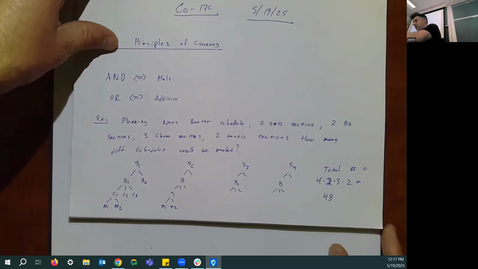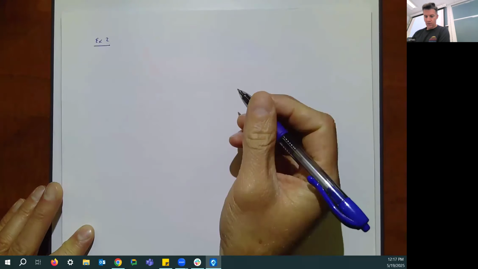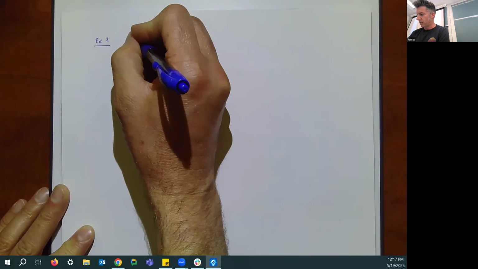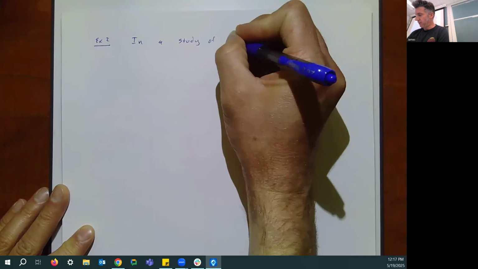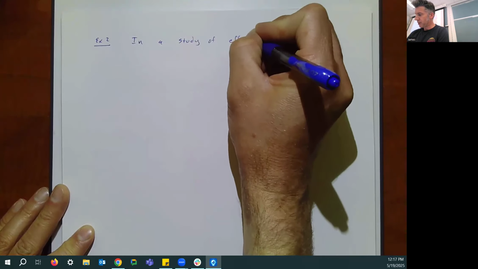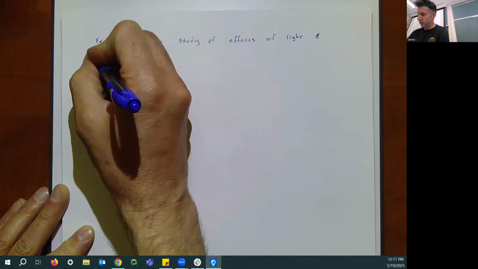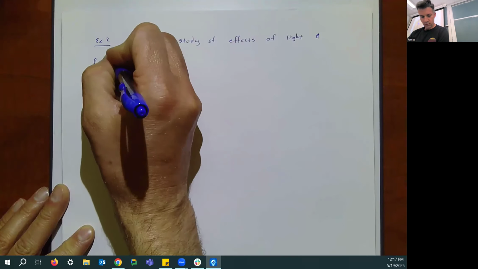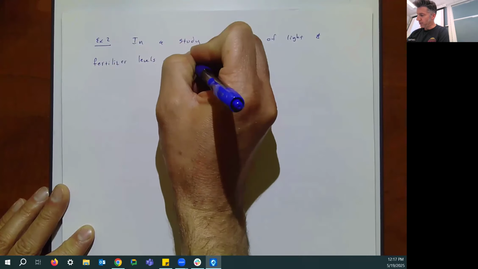Let's look at another example. So we're trying to make a study, a study of the effects of light and fertilizer levels on plant growth.